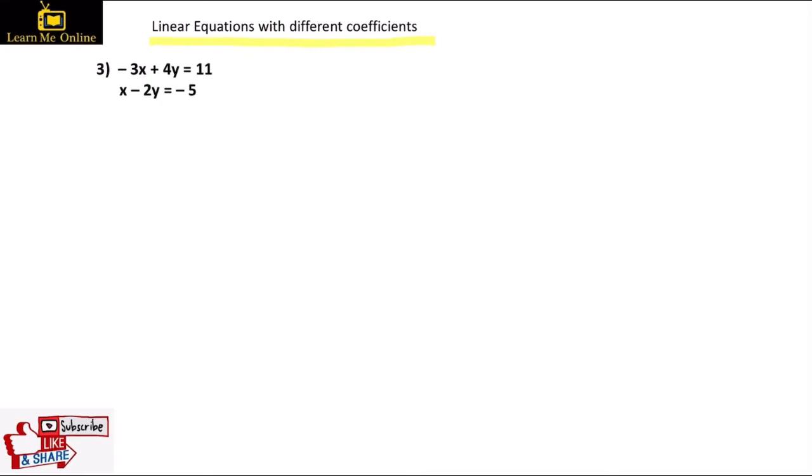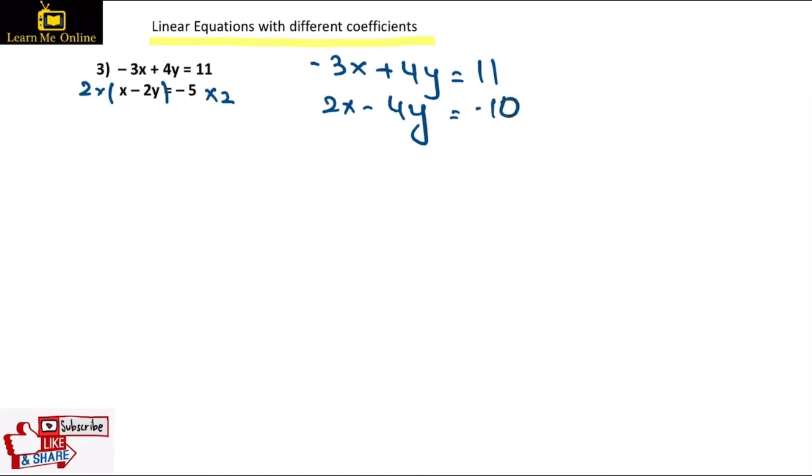What I am doing here is multiplying the second equation by 2. So I'm keeping the first equation the same, which is minus 3x plus 4y equals 11, and I'm multiplying my second equation by 2 on both sides. Remember to put the bracket so you don't forget to multiply both terms by 2. So it would be 2x minus 4y equals minus 10. Now we see that we have opposite signs, and opposite signs means to add.